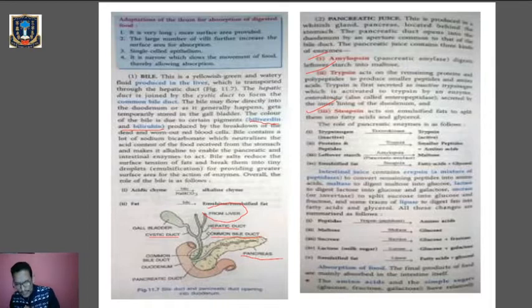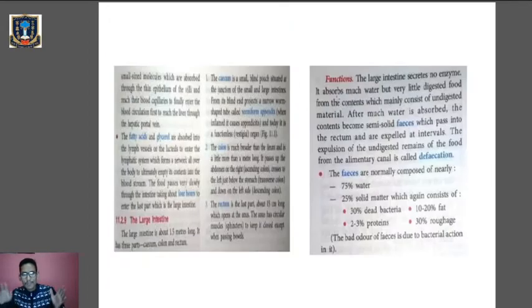So the amino acids and the simple sugars, which are relatively small size molecules, are absorbed through the epithelium of the villi. Listen very carefully. The small size molecules are absorbed through the thin epithelium of the villi, and they reach the blood capillary to finally enter the blood circulation through the hepatic portal vein. Hepatic portal vein means the vein that goes to the liver.